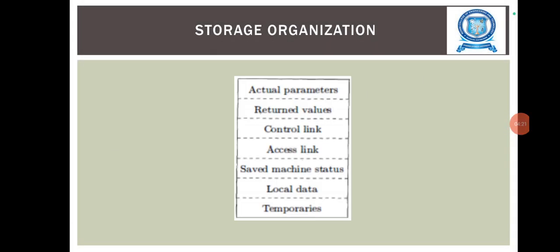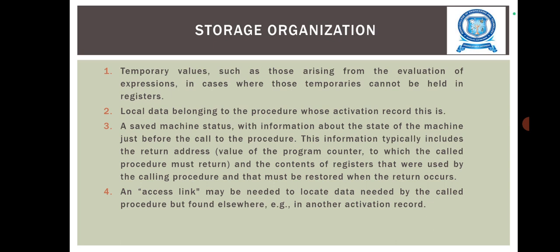Here the diagram shows the actual parameters, return values, control link, access link, saved machine status, local data, and temporaries. First we are going to see the temporary values, such as those arising from the evaluation of expressions, in cases where those temporaries cannot be held in registers. The next one is local data belonging to the procedure whose activation record this is. A saved machine status, with information about the state of the machine just before the call to the procedure.